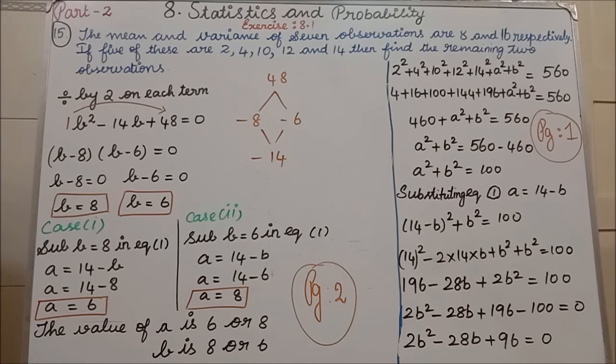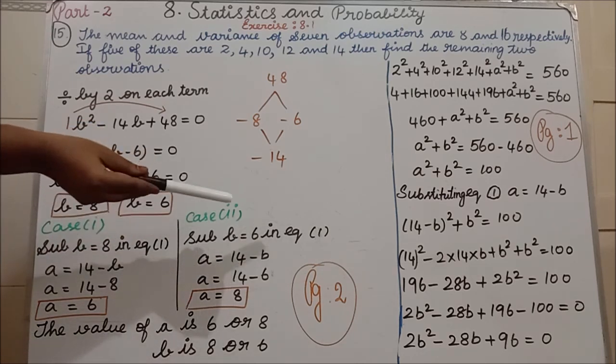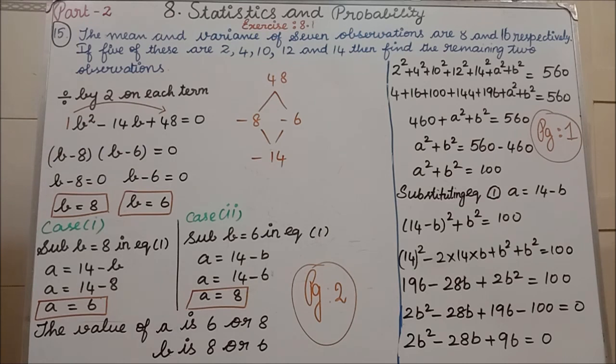Then in the second case, I am substituting b equal to 6. Substitute b equal to 6 in equation 1. In the same equation only, a equal to 14 minus b. So a equal to 14 minus 6. If we substitute, we get a equal to 8. When I substitute b equal to 6, I get a equal to 8.